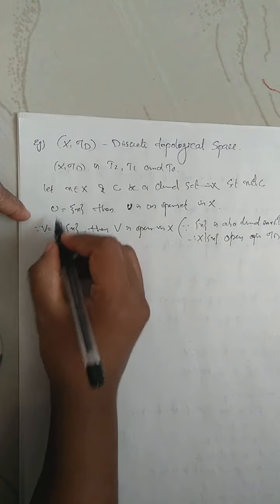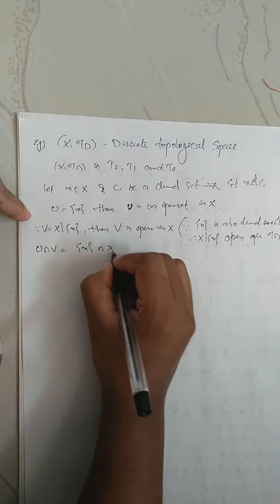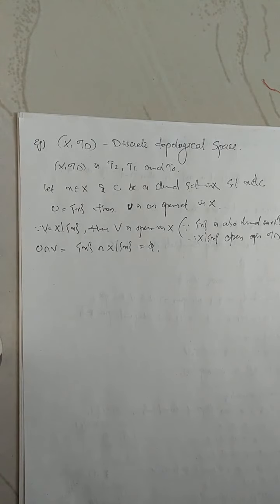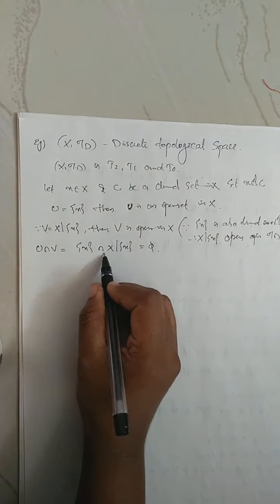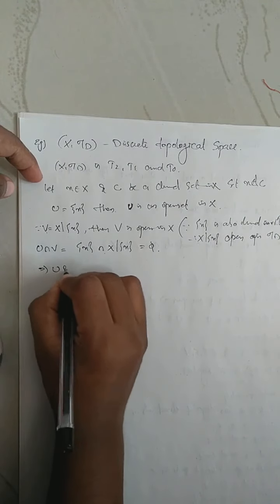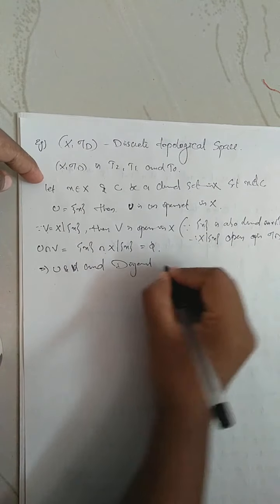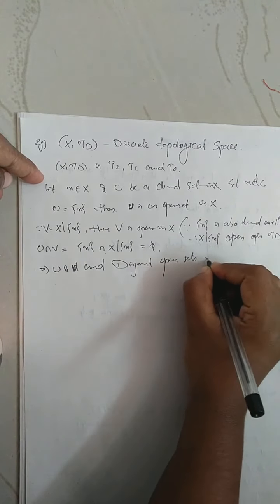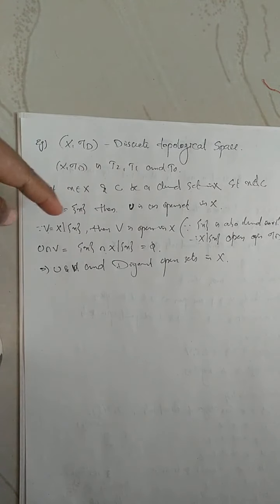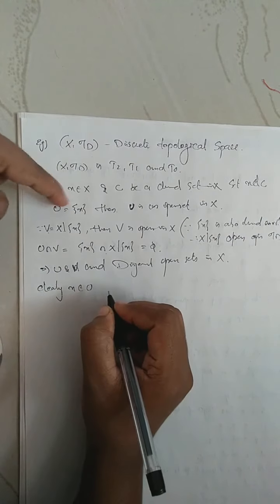So U and V are open. What about U intersection V? Singleton {x} intersection X minus {x} is clearly empty. A set intersection its complement is always empty. So U and V are disjoint, which implies U and V are disjoint open sets in X. Now we will prove x belongs to U and C is contained in V. Clearly x belongs to U because U equals singleton {x}.